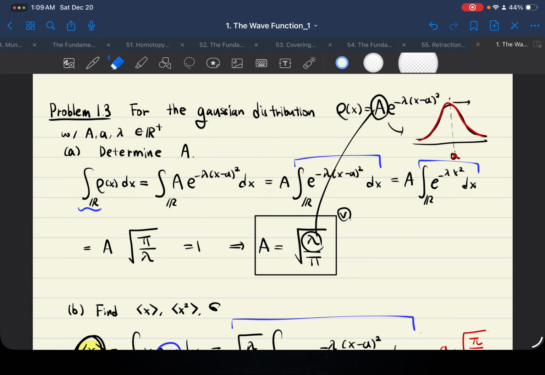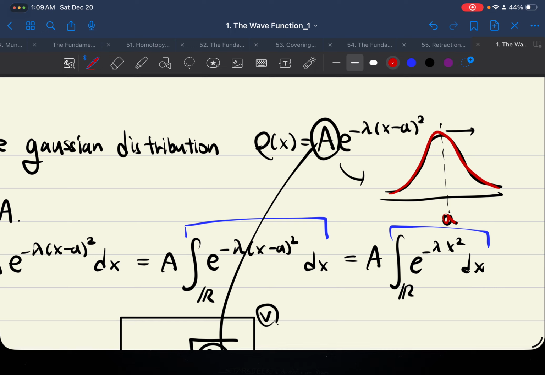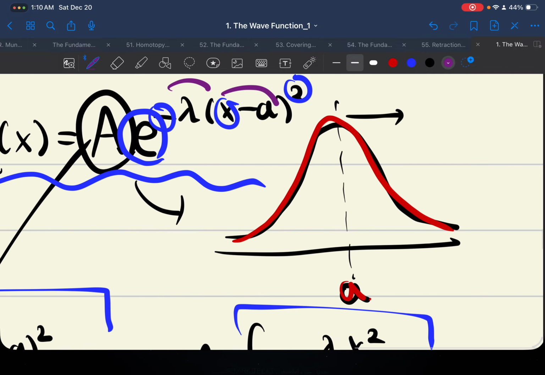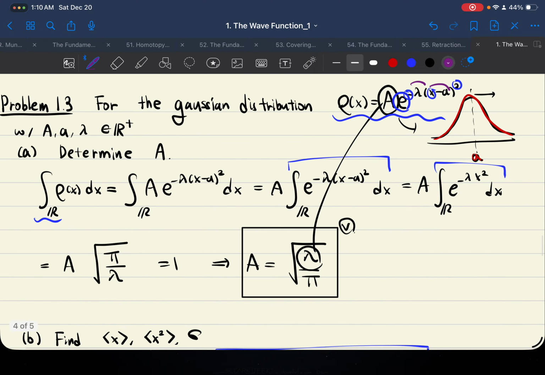Next, we're going to solve a problem for the Gaussian distribution. The Gaussian distribution is here, of the form exponential of minus x squared. This is just a translation, and this is just a multiplicative factor. And here is the graph. So first, we have to determine A. What we have to do is just normalize it.